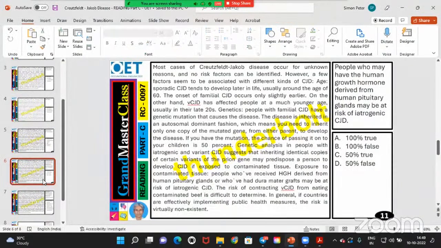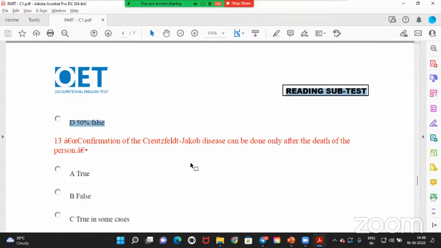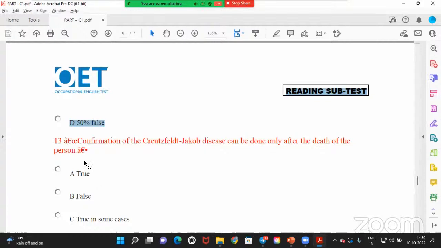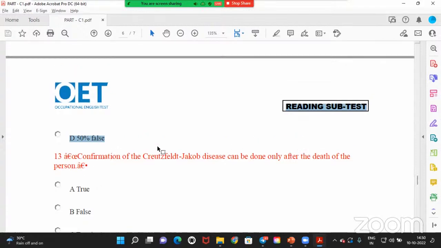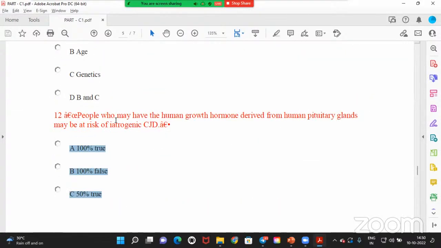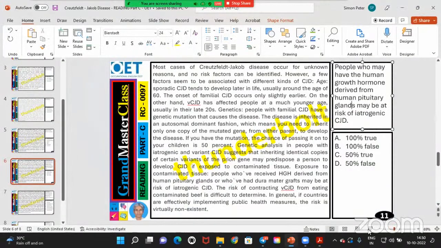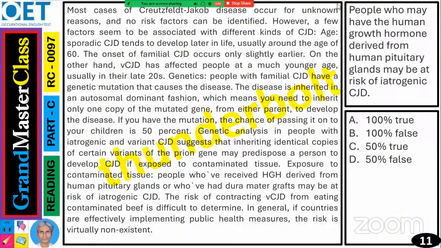Where did we put? Here, and people, yeah. People who may have. So this is the same paragraph. So you can go for the next question.